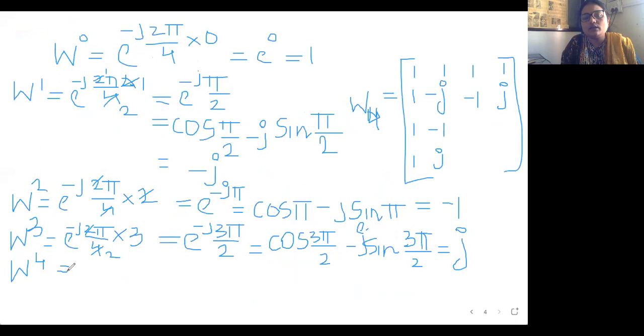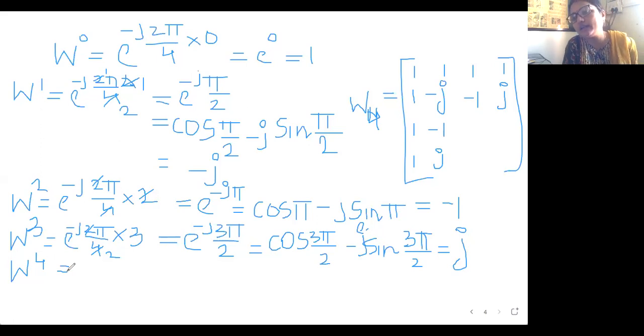W raised to 4 is e raised to minus j 2 pi upon 4 multiplied by 4. Correct? How do you write this? So the 4s will get cancelled, and what will remain there? There will be e raised to minus j 2 pi. e raised to minus j 2 pi will remain there.